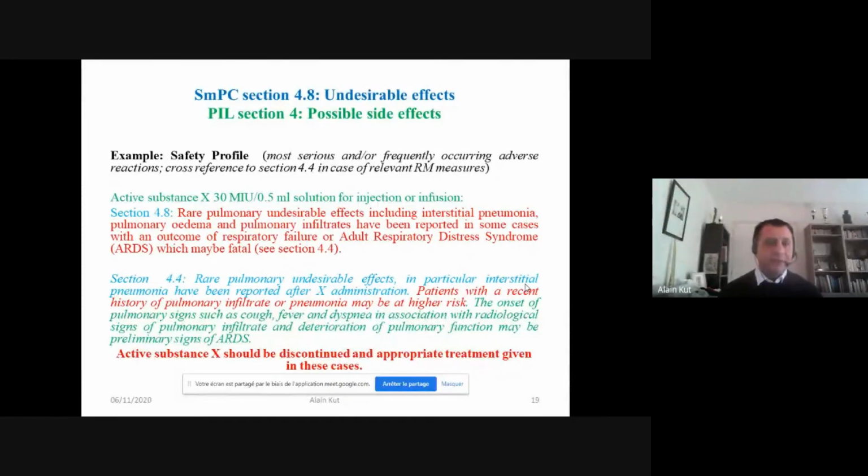The onset of pulmonary signs, such as cough, fever, dyspnea, in association with radiological signs of pulmonary infiltrate and deterioration of pulmonary function, may be preliminary signs of adult respiratory distress syndrome. Once again, this is the connection between 4.8 and 4.4, and the advice given here is that the active substance should be discontinued and appropriate treatment given in these cases.